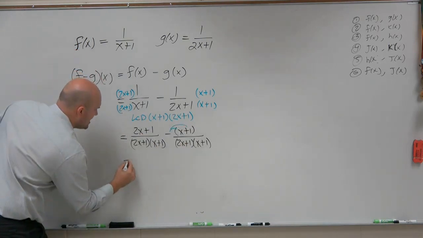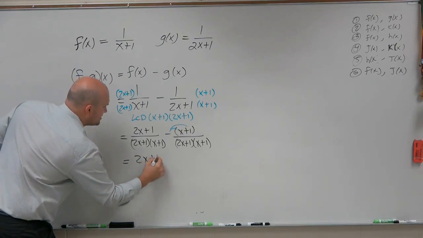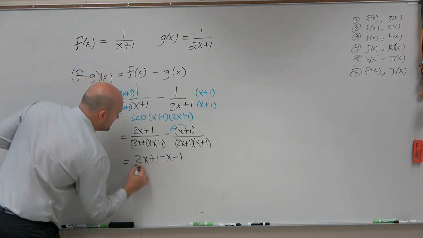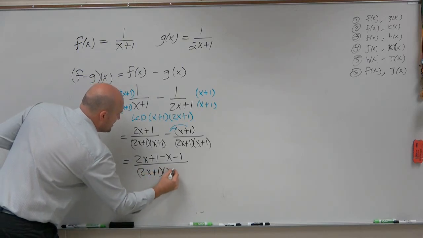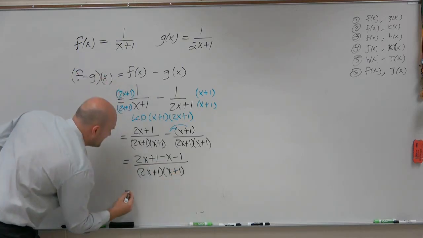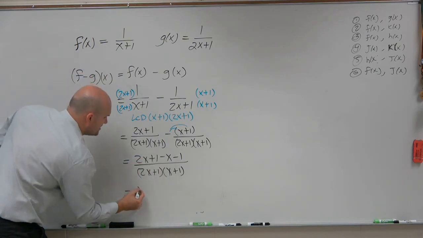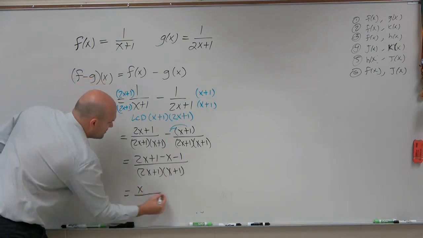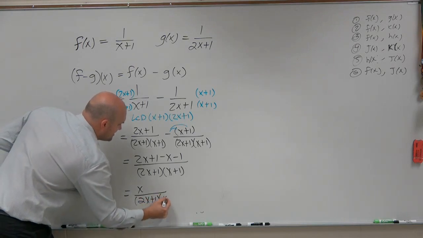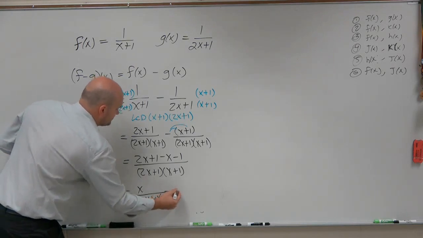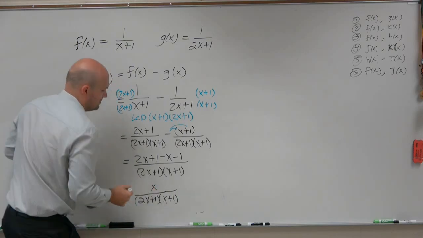So in reality, what we have is 2x plus 1 minus x minus 1, all over 2x plus 1 times x plus 1. We can simplify that one more step. 2x minus x is just x, and 1 minus 1 is 0. So therefore, it's x over 2x plus 1 times x plus 1. Okay, and voila, we're done.